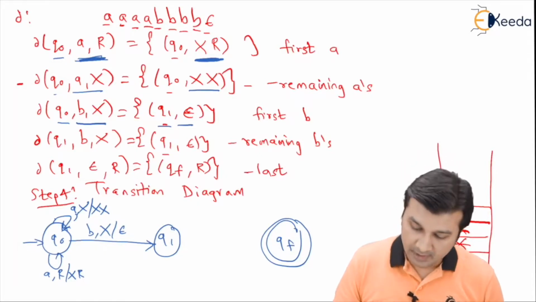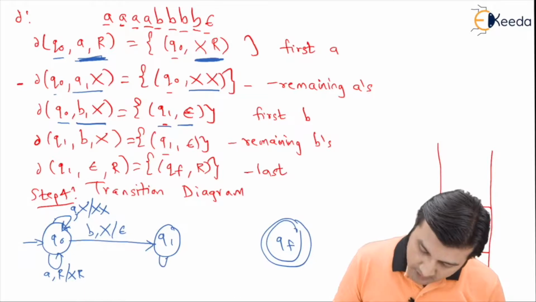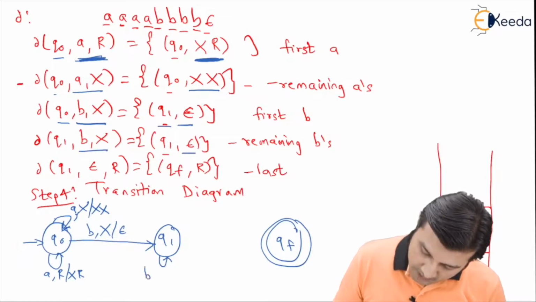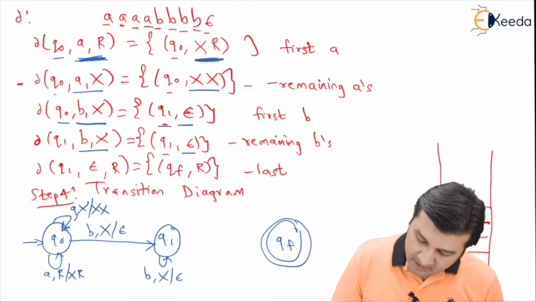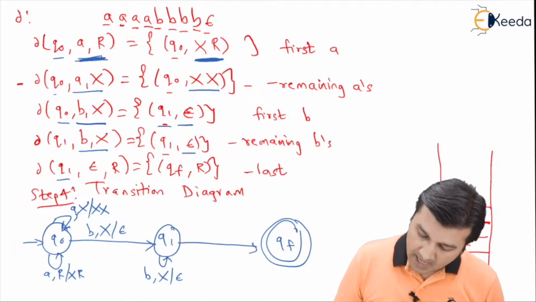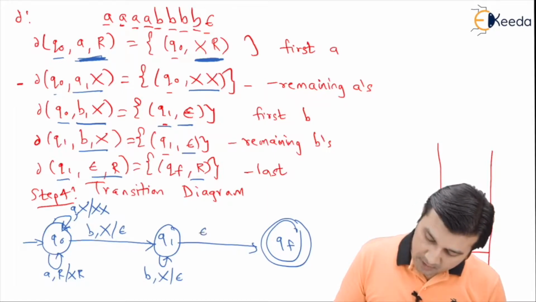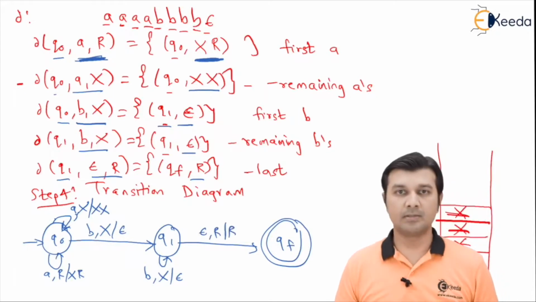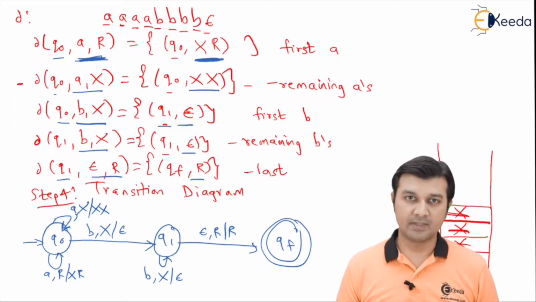That's what we are doing. Then I see there is a cyclic transition in q1, and I have to copy b comma x slash epsilon over here. So I write b comma x slash epsilon, and over here I have a transition from q1 to qf. So I have a line, and I say copy down epsilon comma r comma r. So we have epsilon comma r slash r over here, right? So that completes my step 4, the transition function.